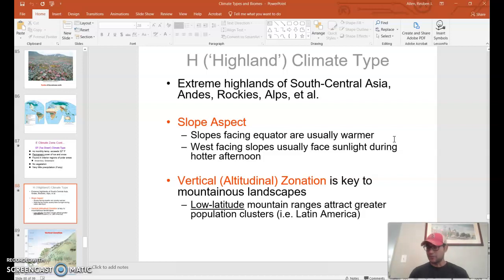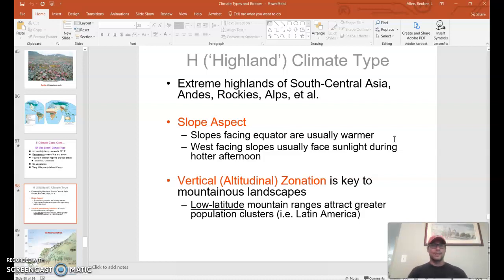So whenever you model for landscape change or temperatures, or forecast the weather, slope aspect is a very important consideration. Another thing I want to bring up here is the concept of vertical, also known as altitudinal zonation. So what this means is that traveling upward just a few thousand feet can be the equivalent of traveling thousands of miles in latitude, like from an equatorial location to a mid-latitude location to an Arctic location.